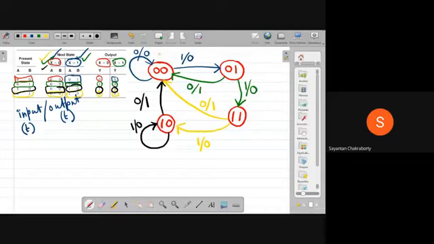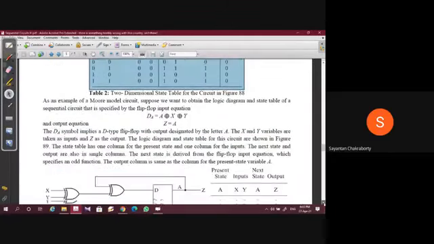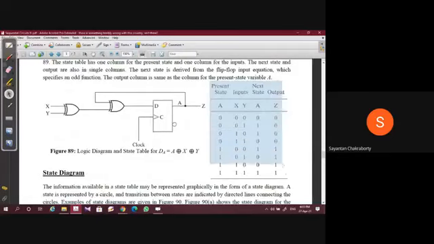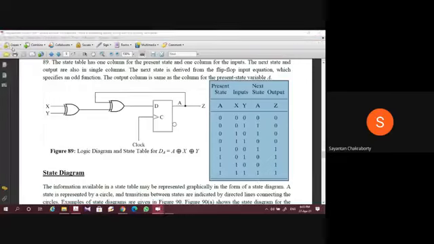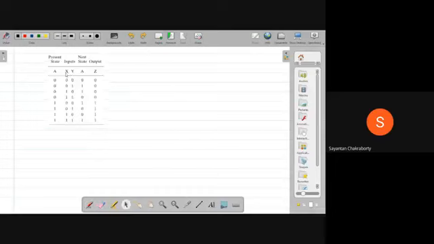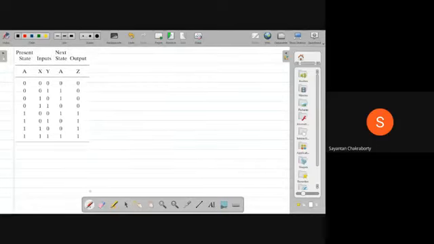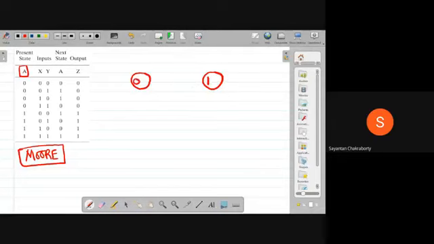Okay, next, let us consider the Moore model circuit. So given this circuit, let us try and develop the corresponding state diagram. So this is a state table corresponding to a Moore circuit. Now in this case, there is only one flip-flop. So the number of states will be 2, either at state 0 or at state 1.